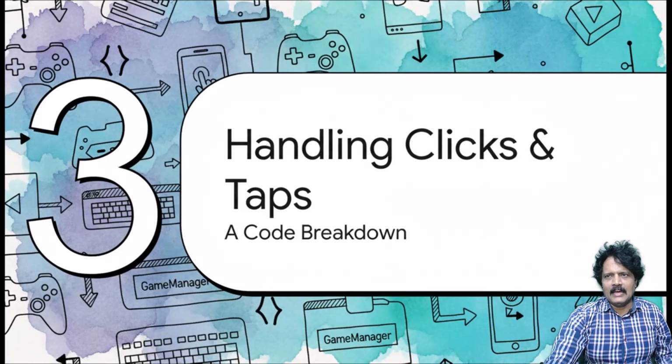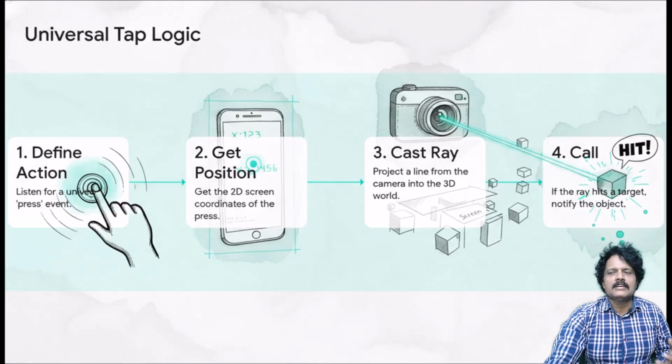Okay, so that's the theory. But how do we actually put this into practice? Let's dive into the code and build this thing out step by step. We are going to walk through the logic to handle this in a really clean and efficient way, all from a single script. Before we even look at a single line of C#, let's just get the high-level plan straight. It really boils down to 4 simple steps.